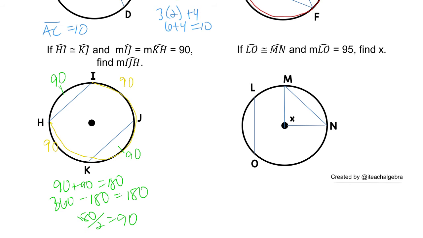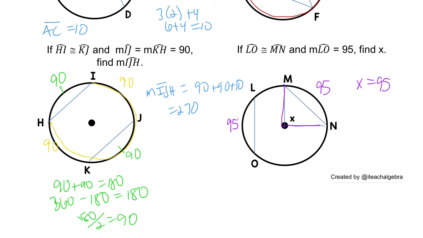The measure of arc IJH is going to be 90 plus 90 plus 90, and that's 270. Last one on this side, arc LO is congruent to arc MN, and LO is 95. Find x. That means MN is also 95. X is a central angle, so that means it is also 95.